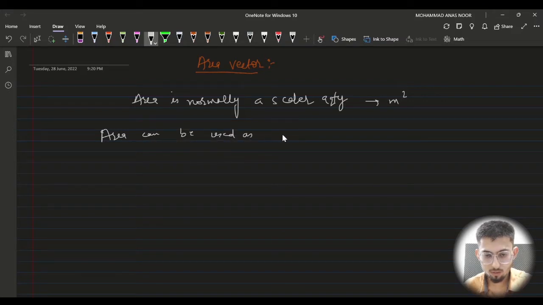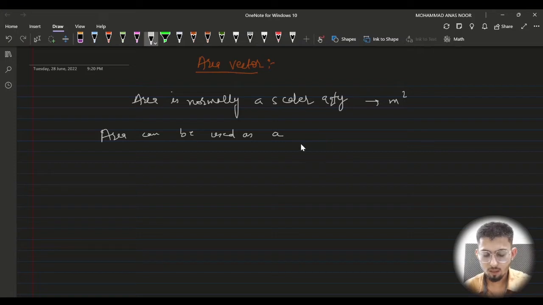Are you writing something on the screen? No, I cannot see it. You can share it. Can you see now?